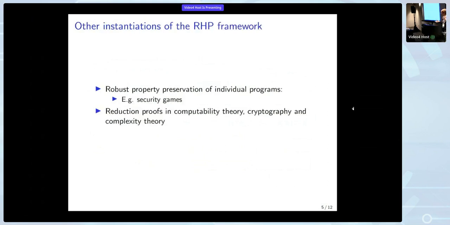There are also other things we have been thinking about which we think fit into the RHP framework without too much effort, but haven't necessarily been considered: security games, which are just robust property preservations of individual programs instead of whole sets of programs, and things like reduction proofs in computability theory, cryptography and complexity theory.